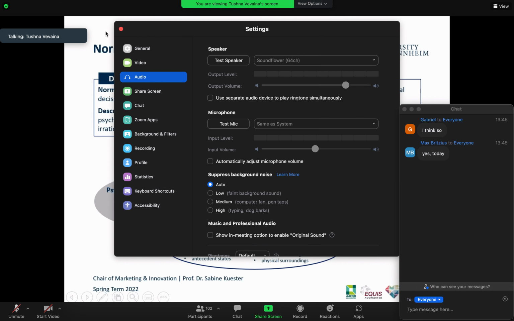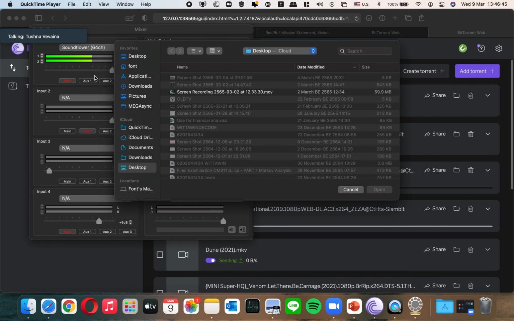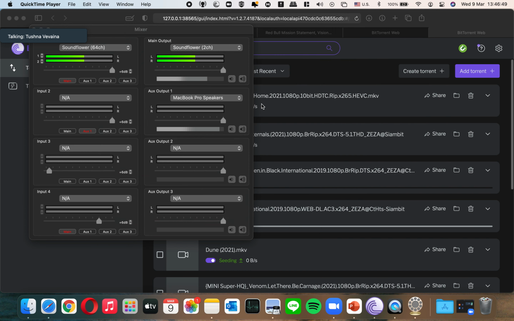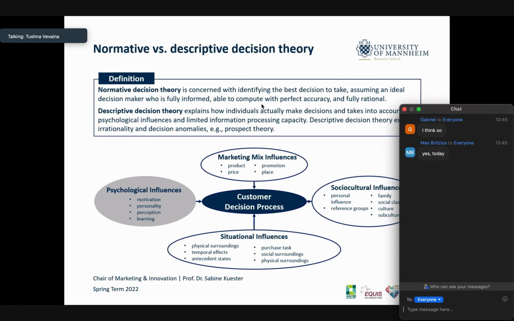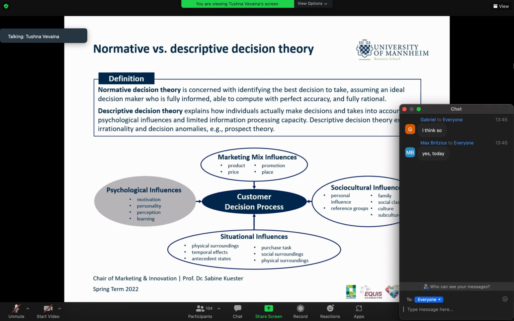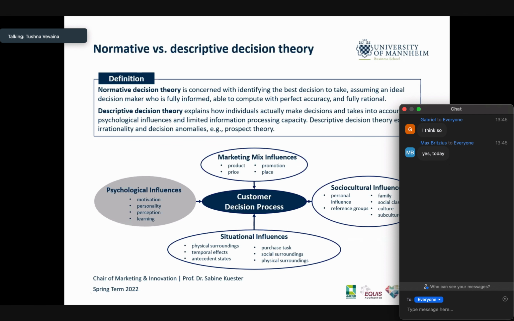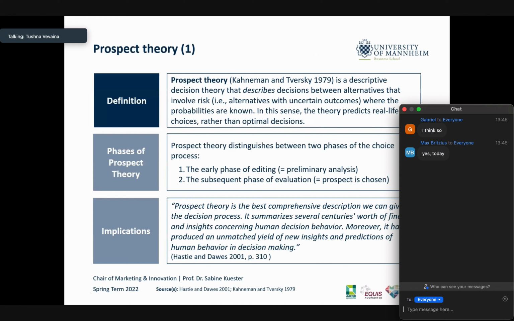Of course, there are different influences like your marketing mix, socio-cultural influences, which would be maybe the kind of society you come from, or your reference groups, your peer groups, your situational influences, which would be your surroundings. But we are focusing on prospect theory in the initial phases, and then we are focusing on irrational behavior. And so let's focus on the psychological influences that affect consumer behavior and how marketers accordingly frame their marketing strategy.